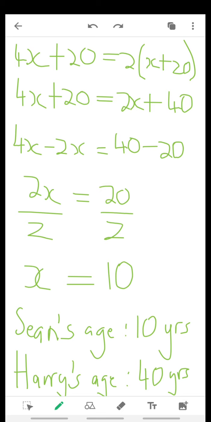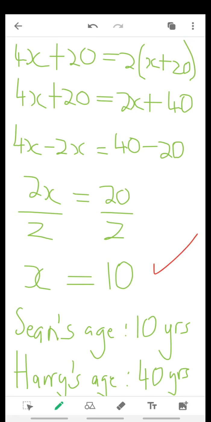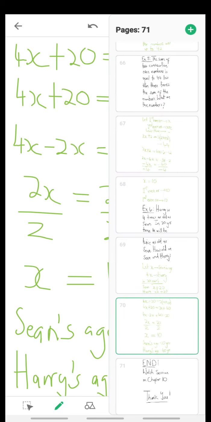Okay, then 2x is the same as 2 times x. We divide both sides by 2 to get x, and what we do on the left, we do on the right. 20 divided by 2 is 10. That means since x was let to be Sean's age, Sean will be automatically 10 years, and then Harry will be 40 years, 4 times the age of Sean.